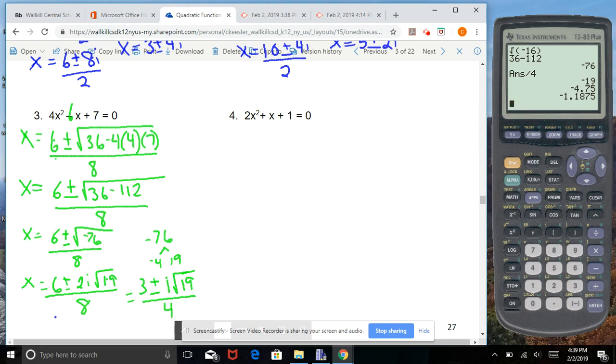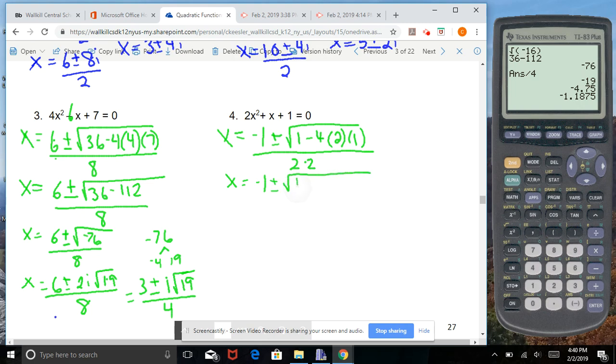Okay, so one more time together, we have x equals negative b, which would be negative 1 in this case, plus or minus the square root of 1 squared is 1 minus 4 times 2 times 1, all over 2a, which is going to be 2 times 2, or 4. Simplify further, negative 1 plus or minus the square root of 1 minus 4 times 2 times 1 is just 8, all over 4. x then equals negative 1 plus or minus the square root of negative 7 over 4.